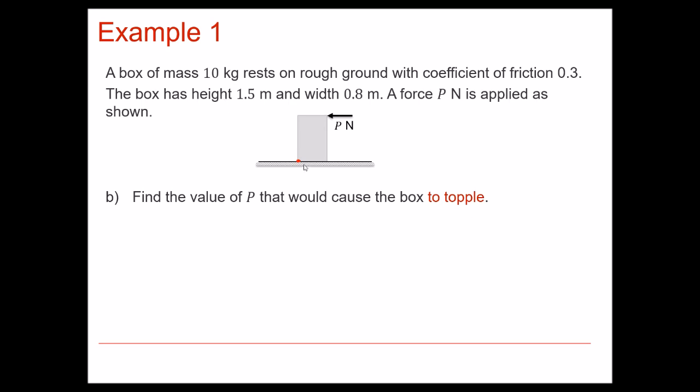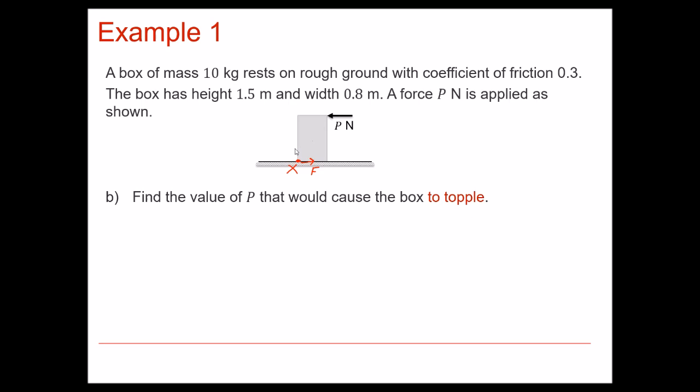Why is that? Well, it's because the frictional force which would have to be acting at that point, because that's going to be the only point in contact with the ground if it's starting to topple. And that means that the friction will have 0 moment about that point. Okay, so that's the point we're going to use. So why don't we label that point X, and we can see there's a frictional force acting at that point.